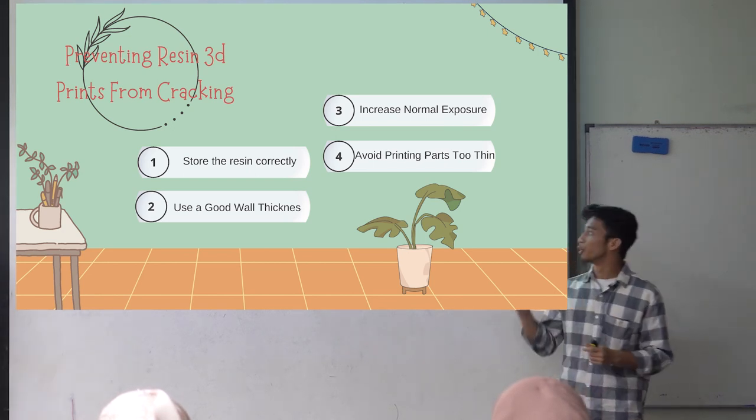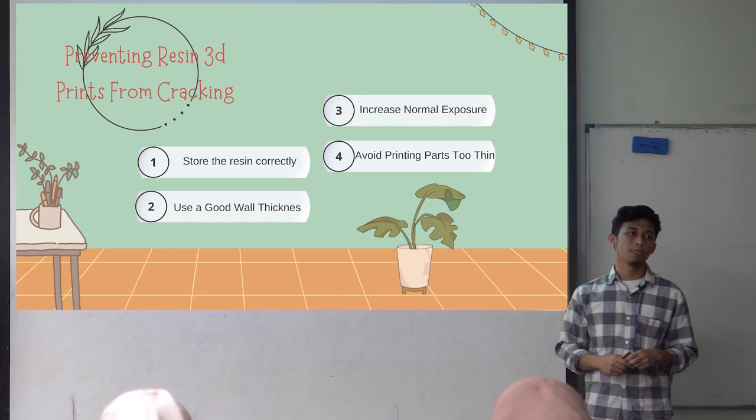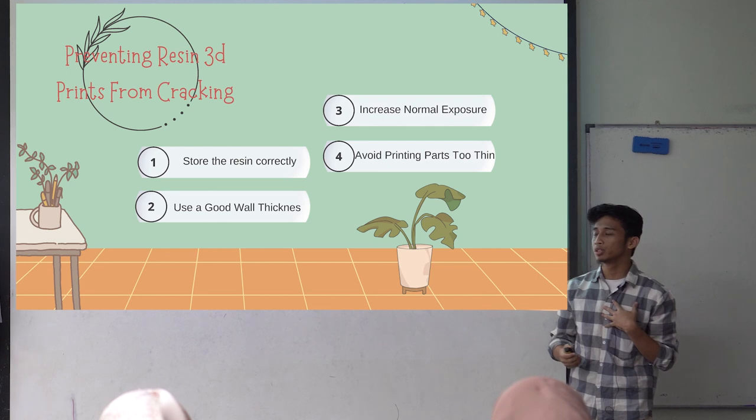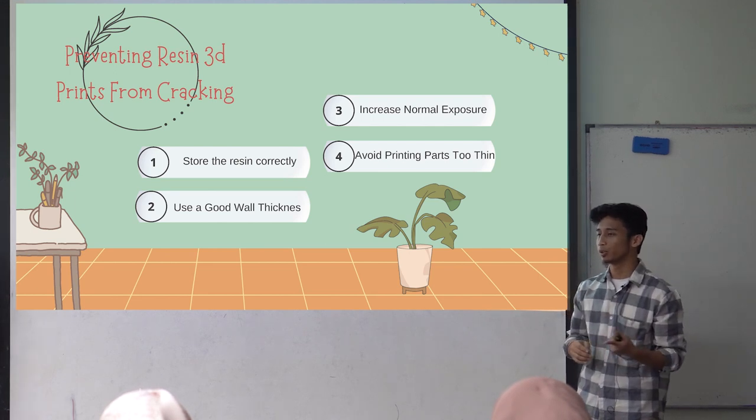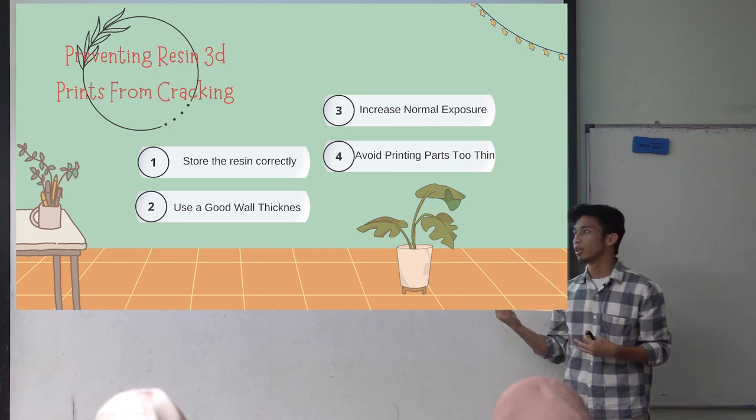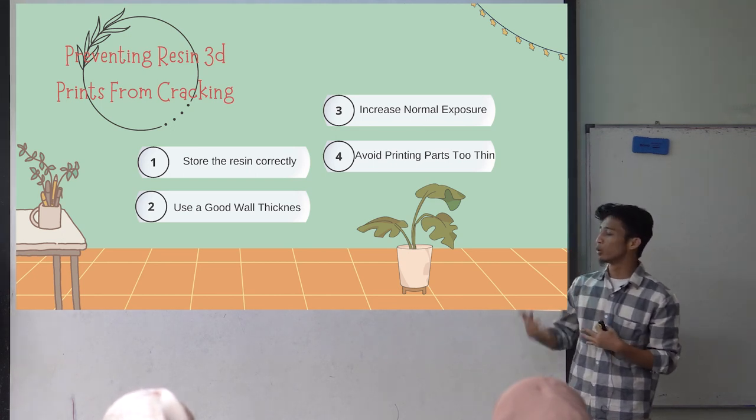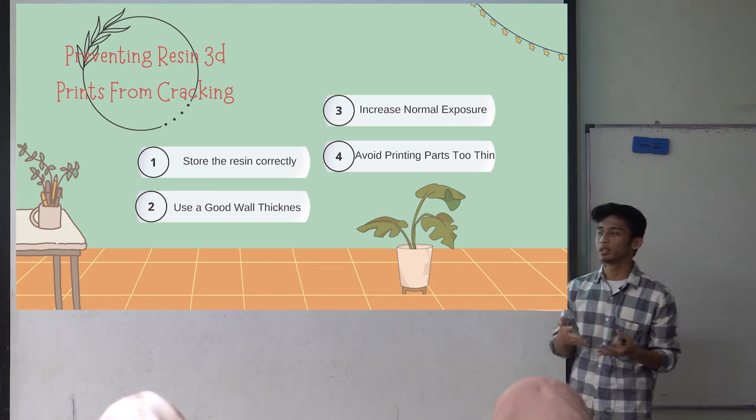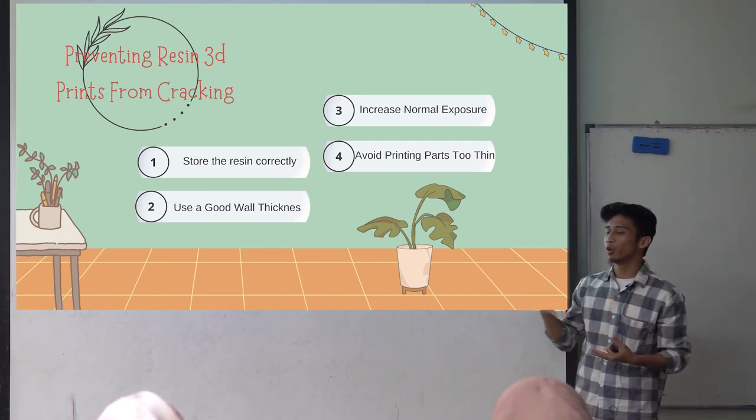And the next is we need to use good wall thickness. For example, the minimum I will use for the wall is 2 mm, but we can increase it to 2.5 until 3, because a good wall thickness makes the model strong enough to hold the weight of the product.